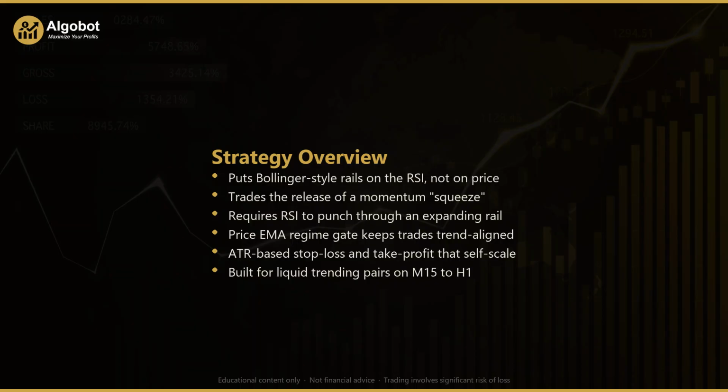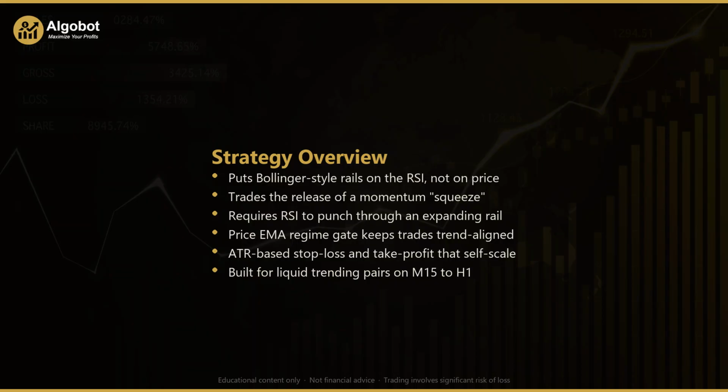When the RSI drifts sideways in a narrow range, its standard deviation collapses and the two rails pinch shut. That's a momentum squeeze, a market storing energy rather than spending it. When a real directional impulse finally arrives, the RSI's standard deviation flares, the band snaps open, and the RSI punches through the expanding rail. The strategy treats that first thrust out of a squeeze as the highest quality moment to consider a trade. There are two more filters.